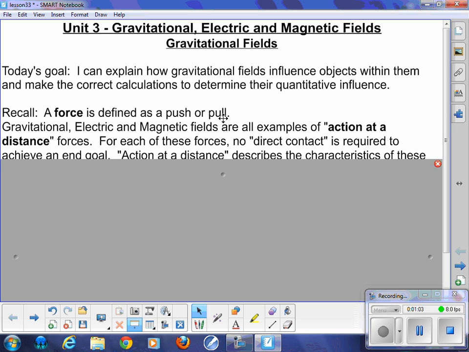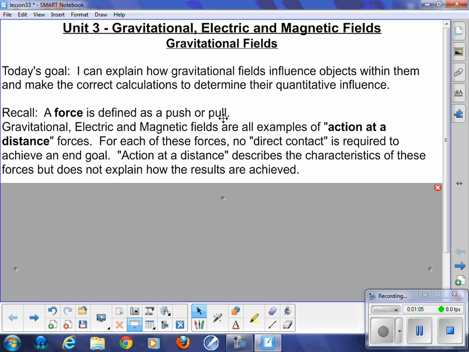So what are we talking about today? Well, let's talk about something you already know. Recall: force. Force is defined as a push or a pull. That's what I used in grade 11 for a definition. So gravitational, electric, and magnetic fields are all examples of action at a distance forces. Remember that action at a distance force means that no contact is required.